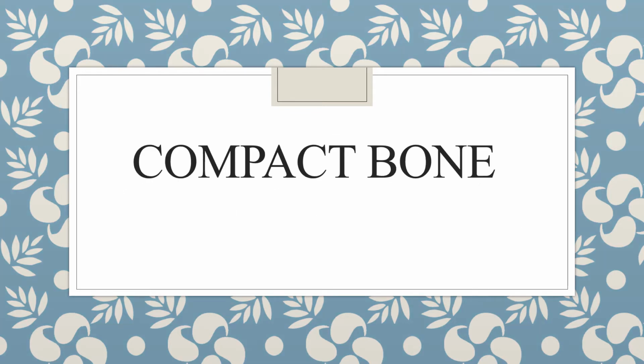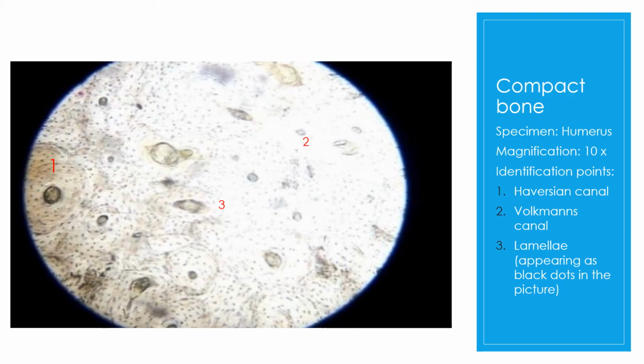So the compact bone first. We will do the slide of the compact bone. We will guide you about the basic identification points, how this slide looks, and how you are going to identify this slide. So the compact bone. This is how the slide of the compact bone looks under the light microscope.